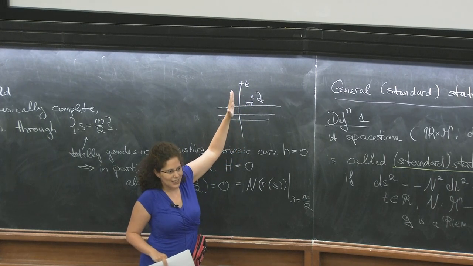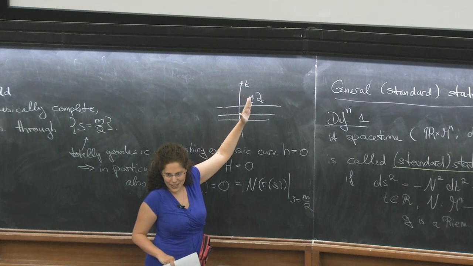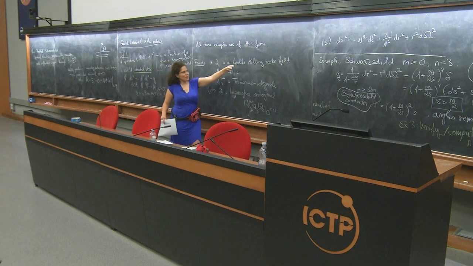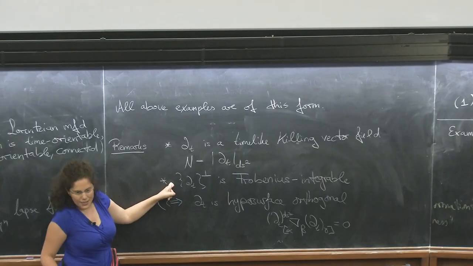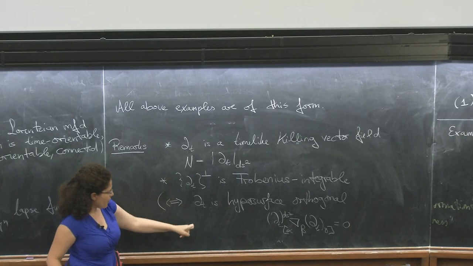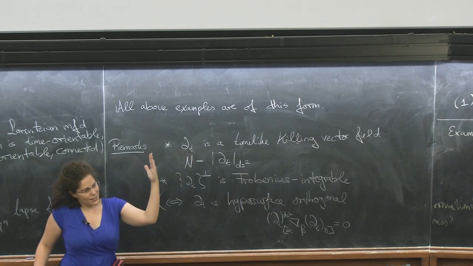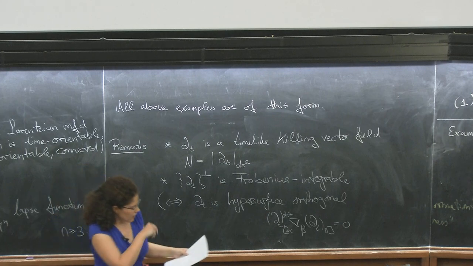If you think about Kerr, this cannot be done in Kerr. There's no time function on Kerr that does this. The d/dt in Kerr is a timelike Killing vector field, at least far out away from the black hole. But this is not Frobenius integrable, or in other words, this is non-zero. So the vector field is not perpendicular to the t equals constant slices.